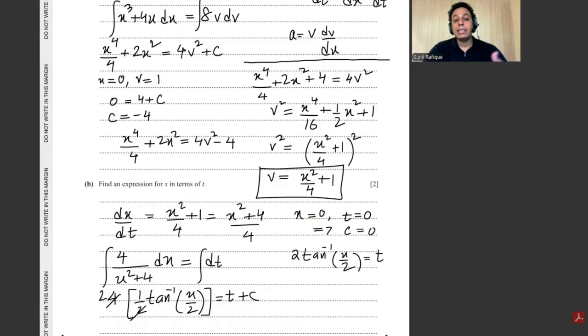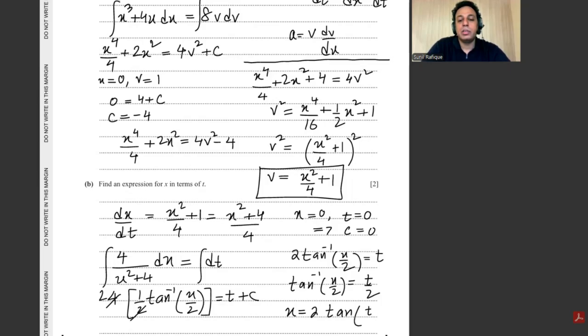Now remember, I need x in terms of t, not t in terms of x. So there's a little more work left. That's going to be t over 2. And hence I can write x equals 2 tan t over 2. And that should be my answer.